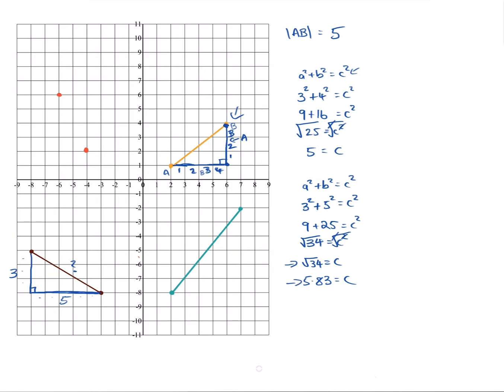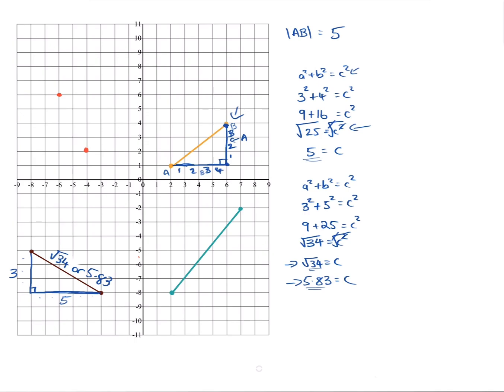But if you remember, we can leave it like this, or we can make it into a decimal if it's not a very clean square root. So this one here was very clean because it makes a perfect number. It makes a whole number. But down here, this square root, you can see that the answer is a decimal. So you can leave it either as a square root or you can have it as a decimal. So the length of the line down here, the brown line, is the square root of 34 or 5.83.